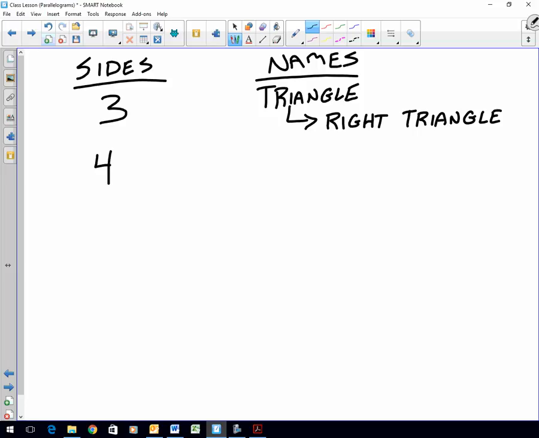A four-sided polygon is called what, Emily? A quadrilateral. A four-sided polygon is called a quadrilateral. Correct. Some quadrilaterals have special properties that make them parallelograms.